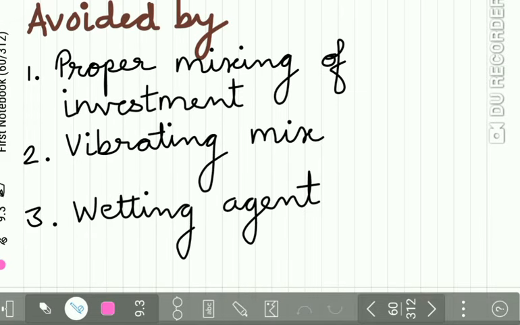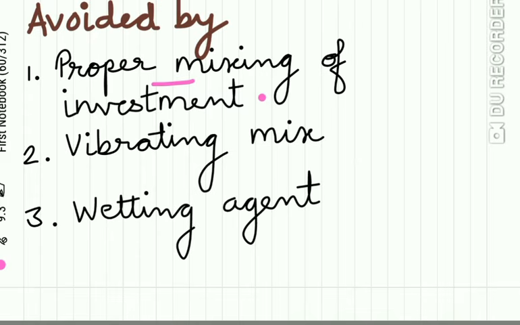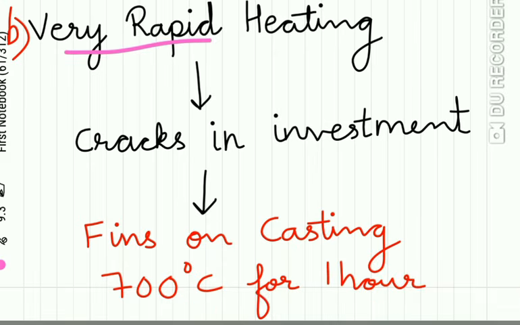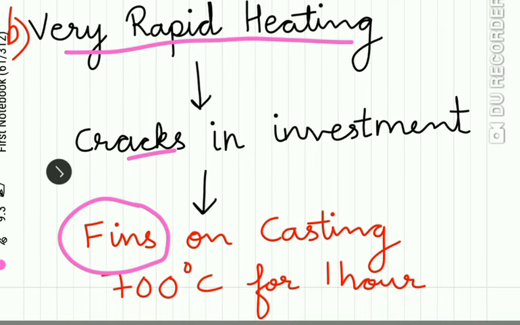The air bubbles can be avoided by proper mixing of the investment, vibrating the mix, and using a wetting agent. Now, the second reason for surface roughness is very rapid heating. Rapid heating causes cracks in the investment material, and this causes fins on the casting. To avoid these effects, heating of the ring should be done gradually up to 700 degrees Celsius in 1 hour.